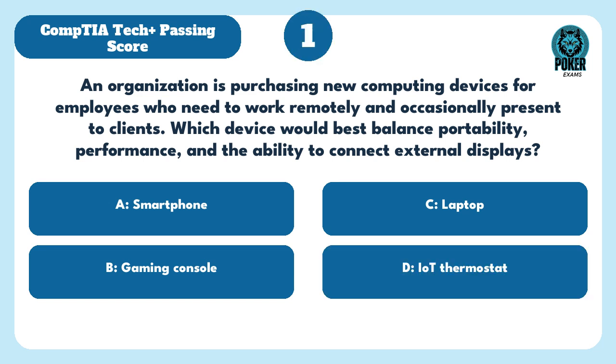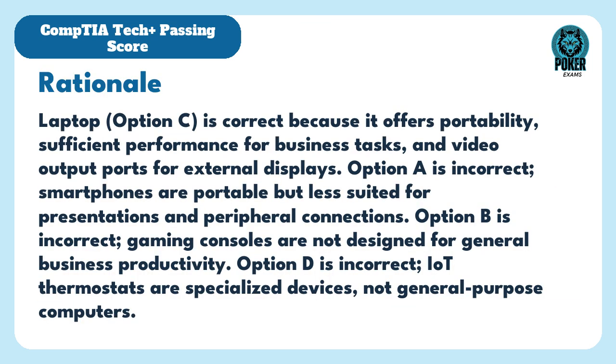The correct answer is C. Rationale. Laptop, option C, is correct because it offers portability, sufficient performance for business tasks, and video output ports for external displays. Option A is incorrect. Smartphones are portable but less suited for presentations and peripheral connections. Option B is incorrect. Gaming consoles are not designed for general business productivity. Option D is incorrect. IoT thermostats are specialized devices, not general-purpose computers.